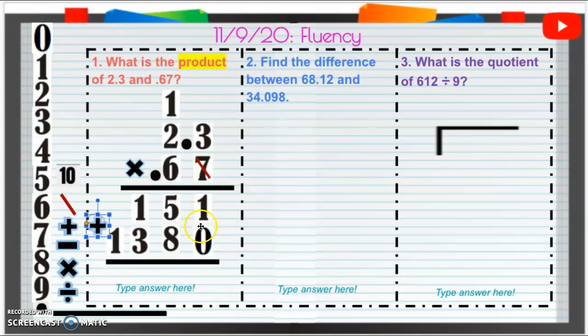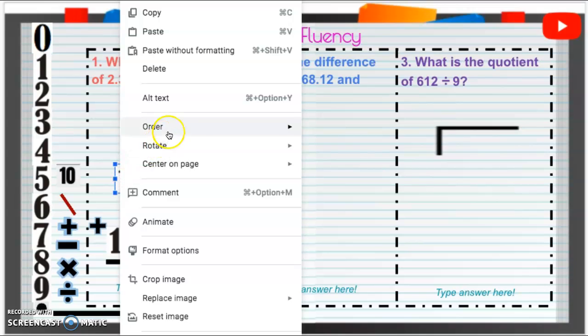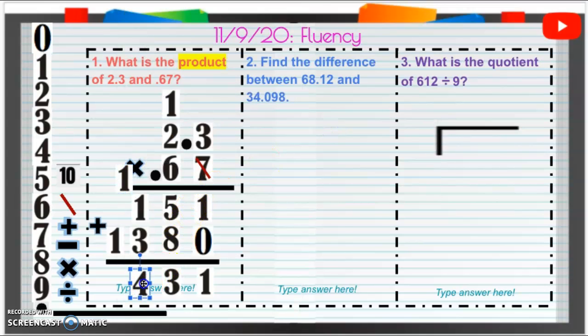So 1 plus 0 is 1. 5 plus 8, or 8 plus 5: 8, 9, 10, 11, 12, 13. Carry that 1, drop that 3. 1 plus 3 is going to be 4. Oh, and then I forgot this one. My bad. Plus that 1. So 1 plus 3 plus 1 is going to be 5. And then 1 plus 0 is 1.